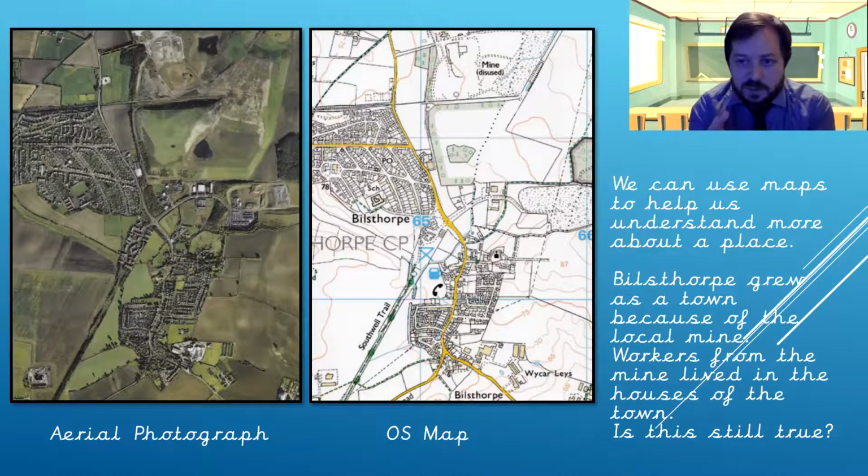So in this one, we can continue to find more information about an area. So Britherthorpe grew as a town because of the local mine. Workers from the mine lived in the houses in the town. Is this still true? So using your knowledge of where the mine would be on 1, can you see what might give you that idea whether it is still true or not?